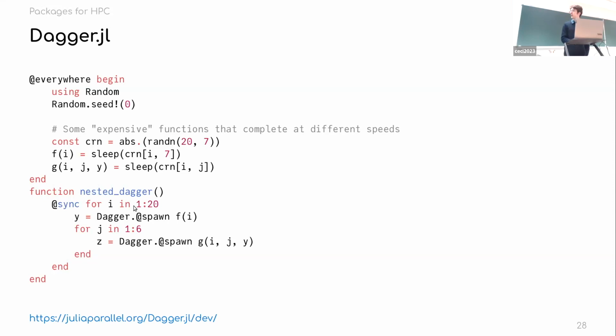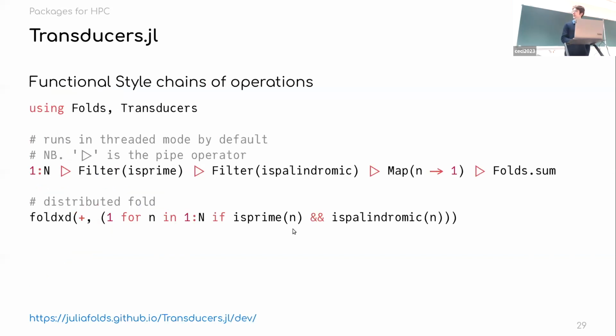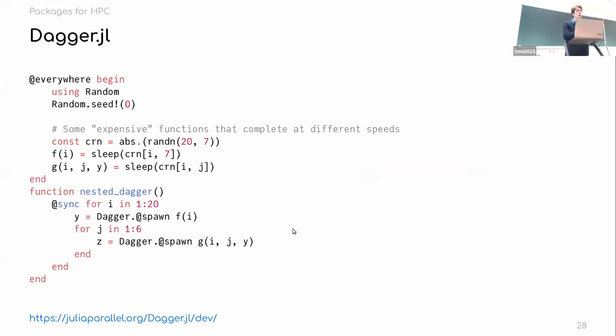If you were just using something like Distributed, you wouldn't really be able to parallelize both loops at the same time. You could either run the first loop in parallel or the second loop. But Dagger is smart enough to figure out how to do both at the same time. I think I've got a better example in the notebook.